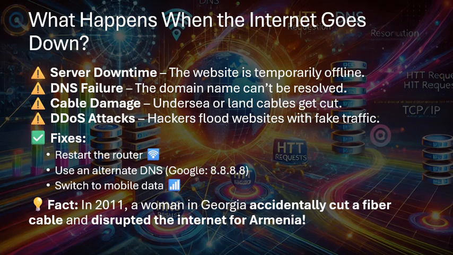Then we have distributed denial of service attacks, in which hackers overload websites with fake traffic and you can get wrong data. The fixes for this are we can restart our router, use an alternate DNS like Google's 8.8.8.8, or switch to some other mobile data network. In 2011, a woman in Georgia accidentally cut a fiber cable and disrupted the internet for Armenia.